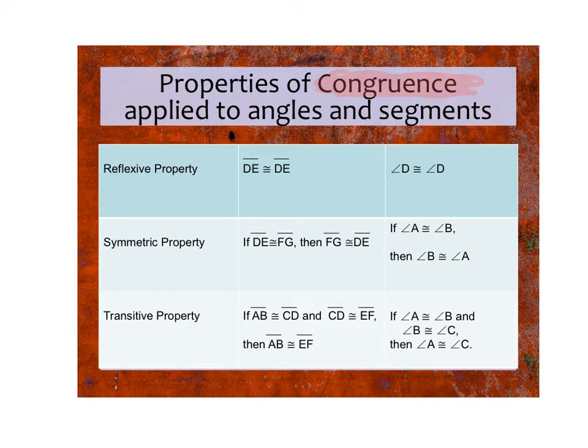So same property, reflexive, like the mirrored image. You're just now applying it to the segments and the angles. Symmetric property, remember it's like a line of symmetry, so it's like flipped backwards. And then the transitive property, remember the end of the first one matches the beginning of that one, and then you can show that the beginning and the end are congruent. And again, we're applying these to both segments and to angles.